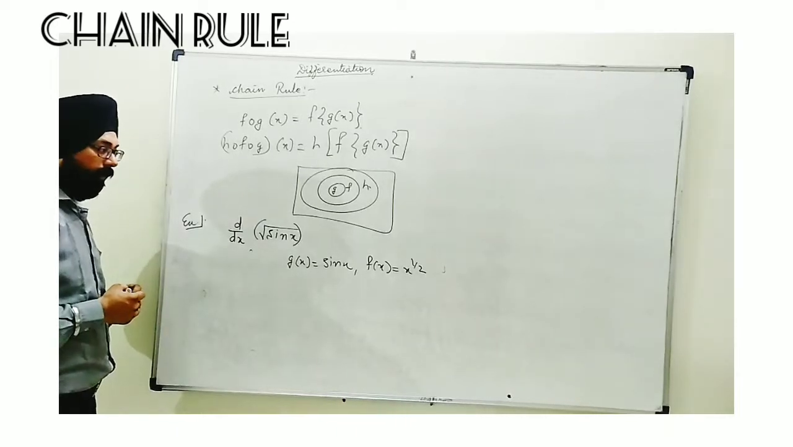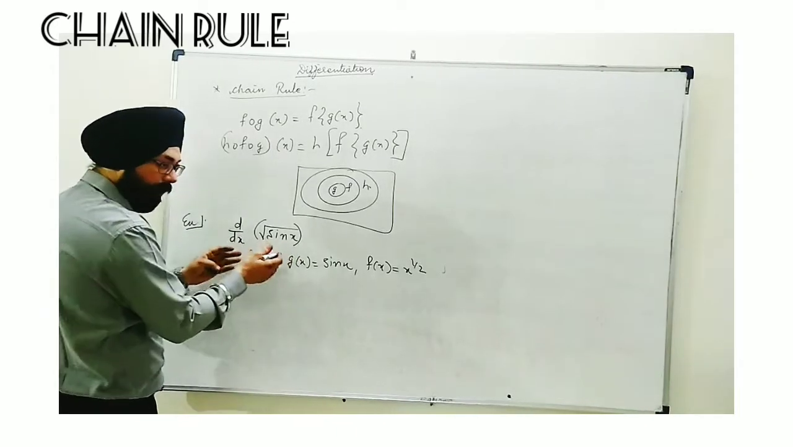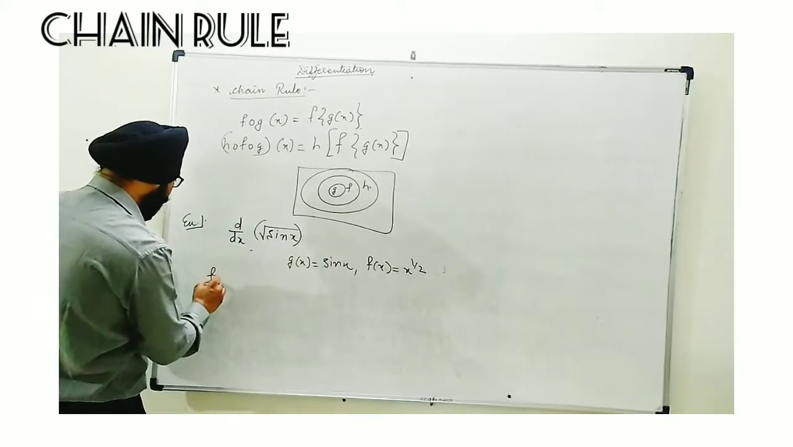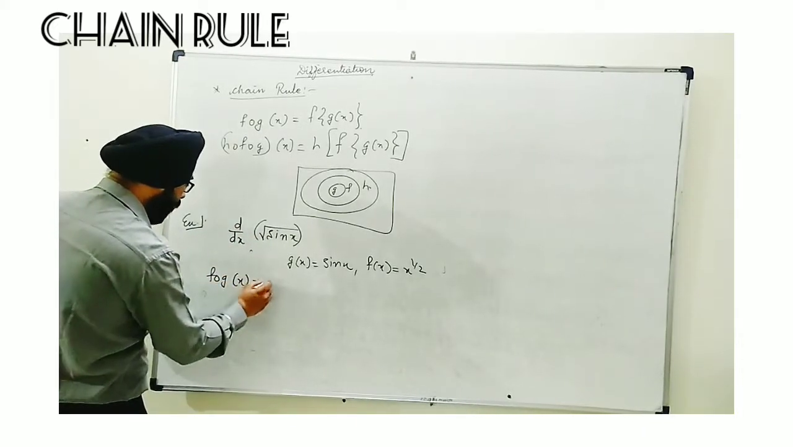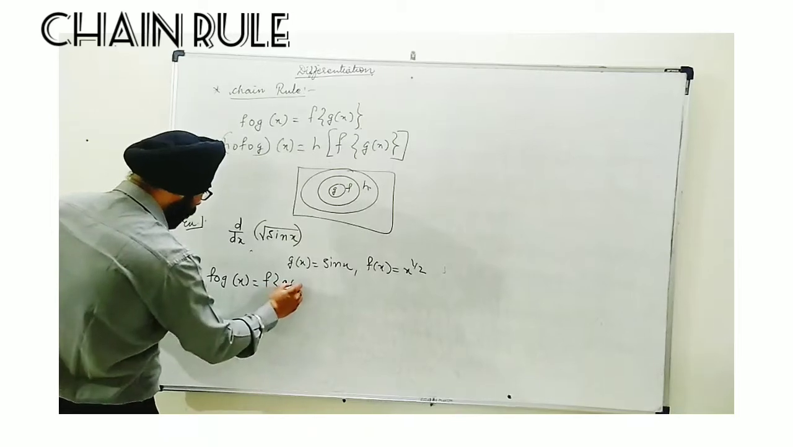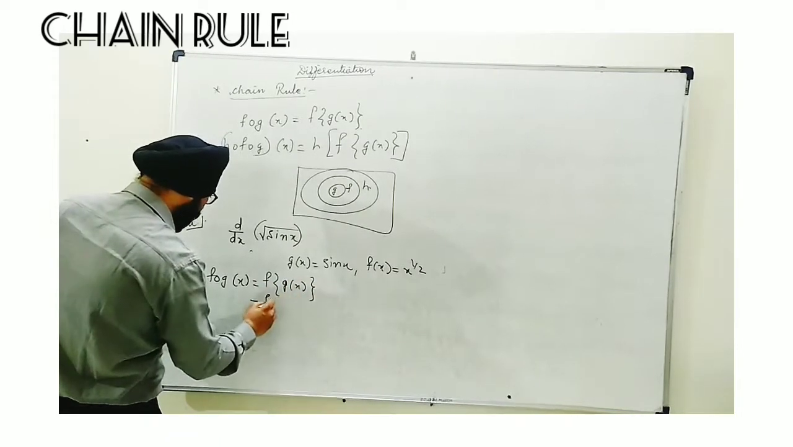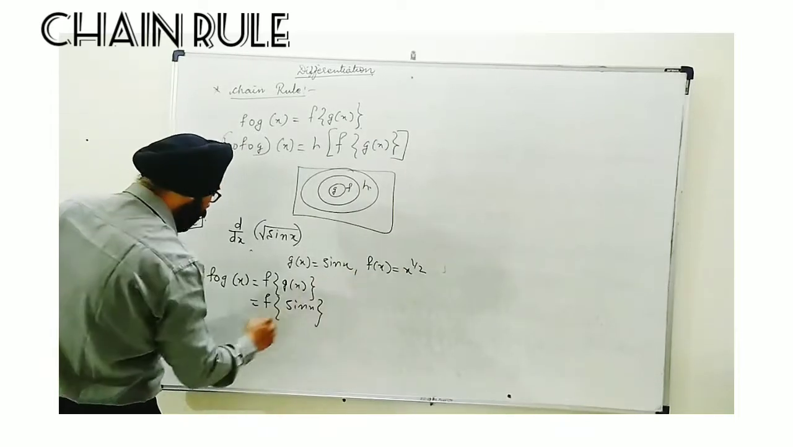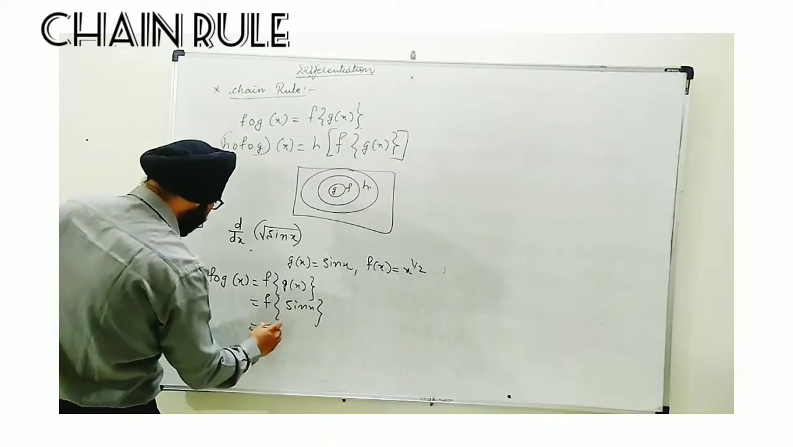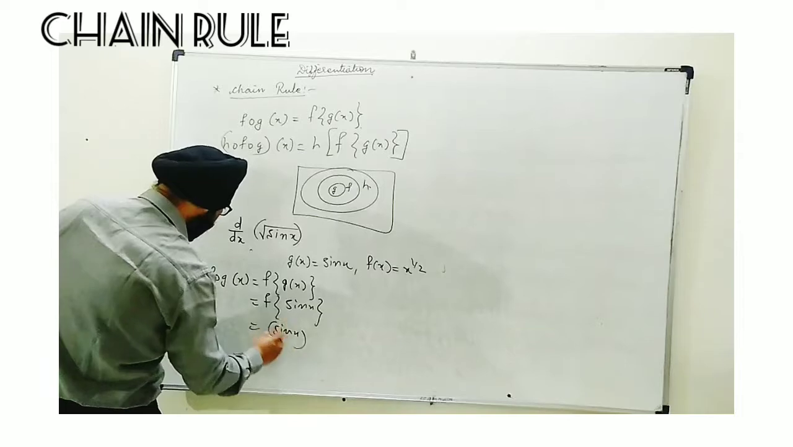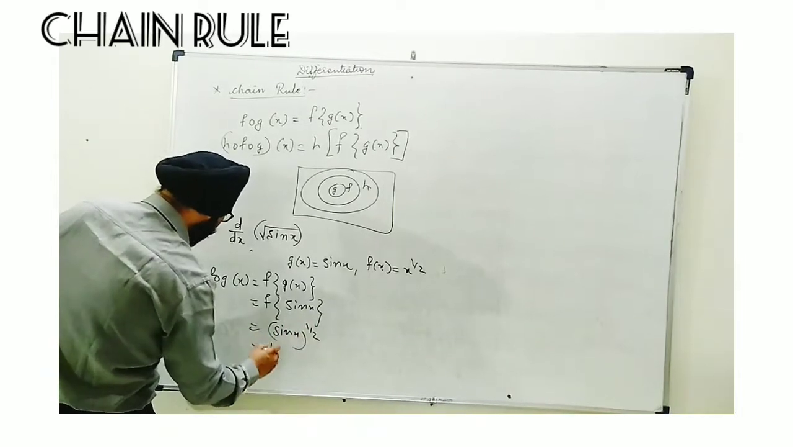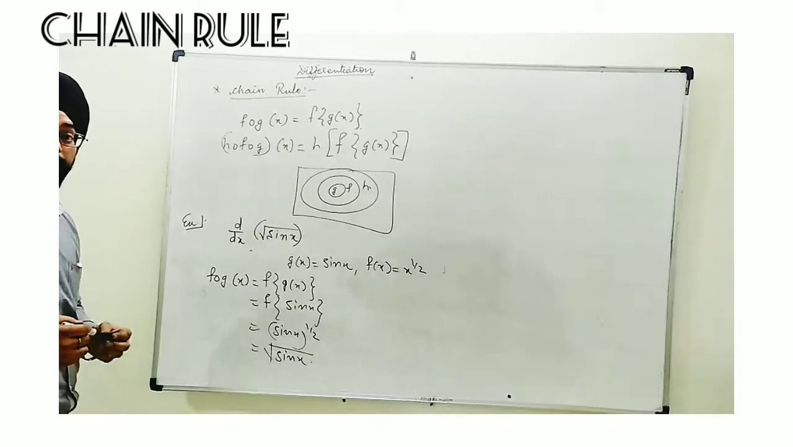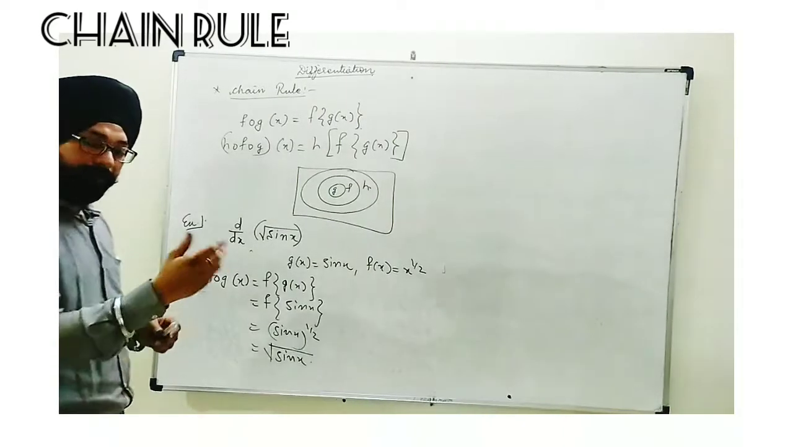Now, how do we find which type of composition this is? If you find f of g(x), you can see, g(x) is sin x, and since f(x) is x to the power 1 by 2, this will become sin x raised to the power 1 by 2. It becomes root sin x. Okay, so how do we apply the chain rule?